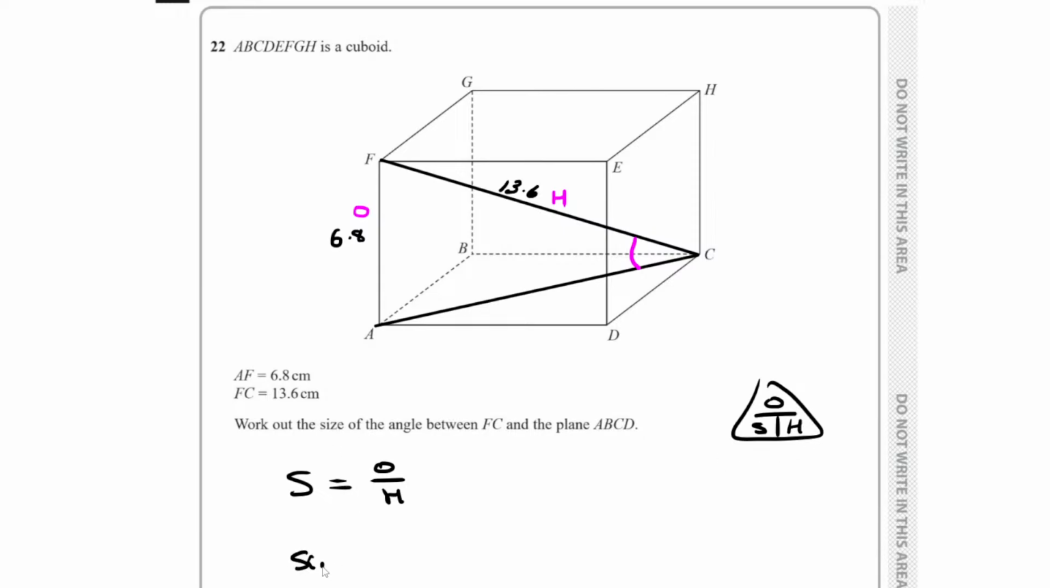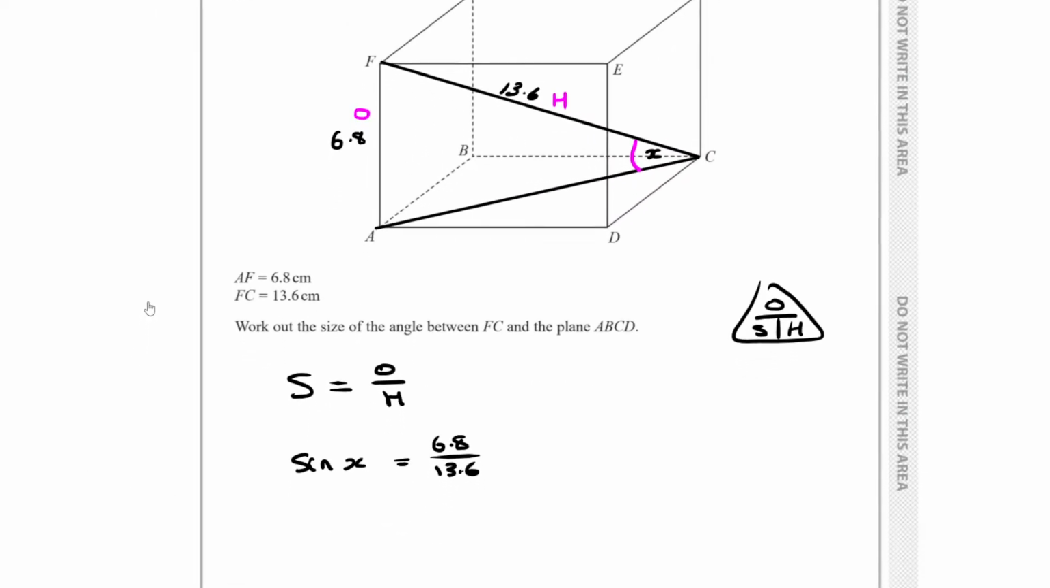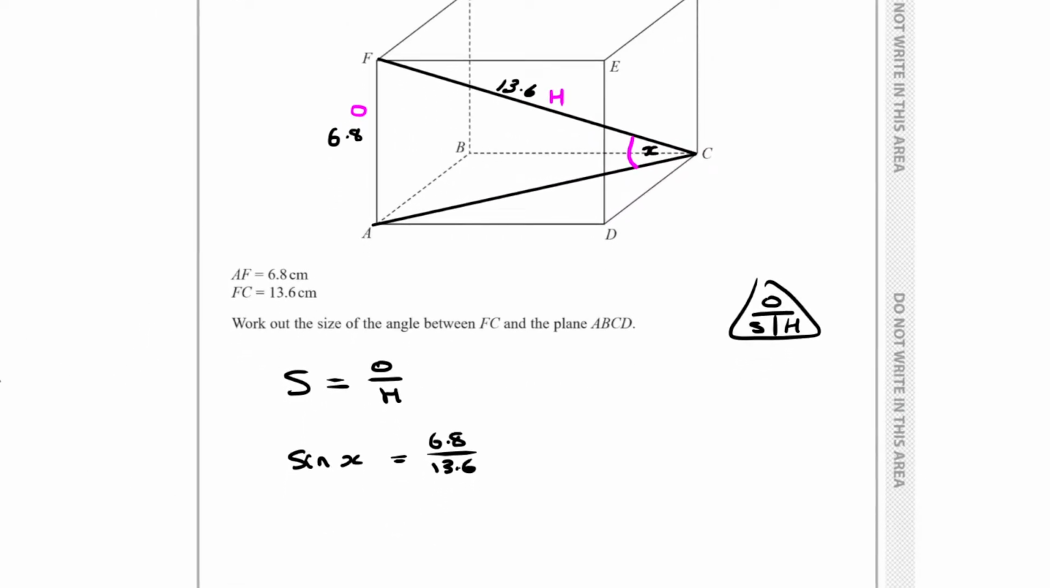So sin of the angle, let's just call the angle X for now. Sin of the angle X is the opposite, 6.8, over 13.6, which you're probably looking at going, this is mental, this is a non-calculator paper, what do you mean? But they've chosen numbers deliberately, okay? They won't choose numbers that are too difficult. And obviously you're supposed to have memorized certain values for sin, cos, and tan. That will come out here.